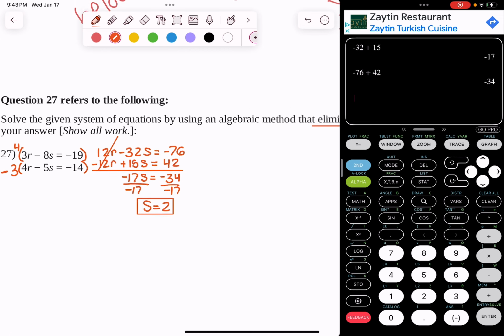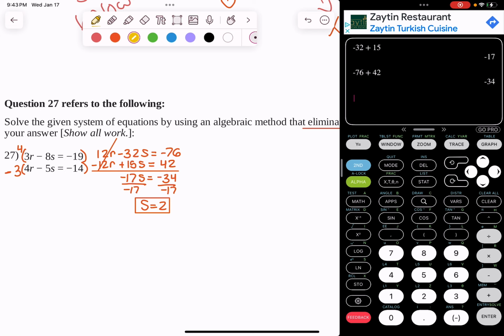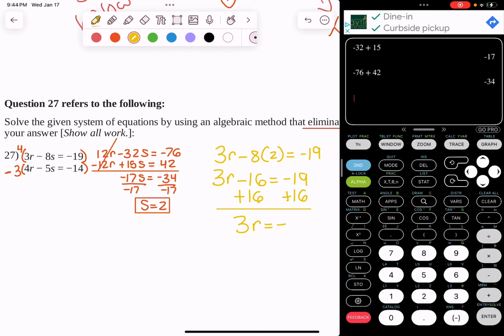All right, now to find r, we can use either of the equations here. I'll just use the first one, 3r minus 8 times s, where s is 2, equals negative 19. I would get 3r, negative 8 times 2 is negative 16, equals negative 19. To get rid of the negative 16, I'm going to add 16 to both sides, and I will get 3r is equal to negative 3. Divide both sides by 3, and I will get r is equal to negative 1. Perfect.